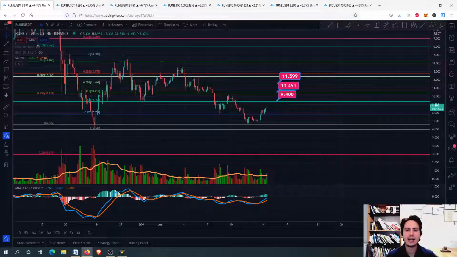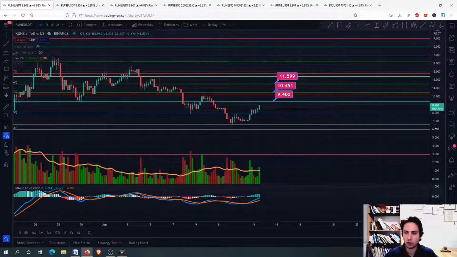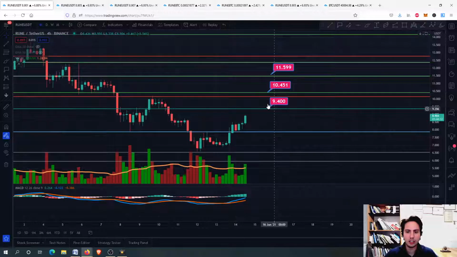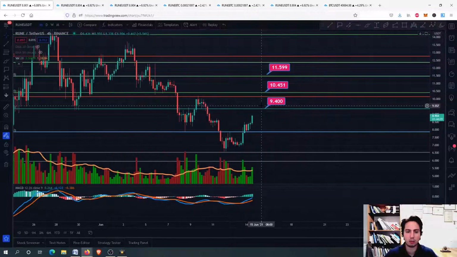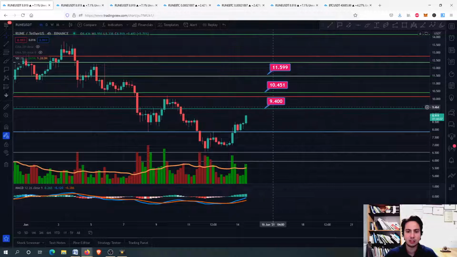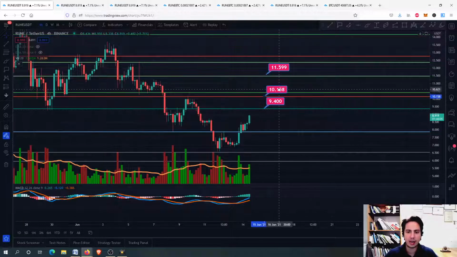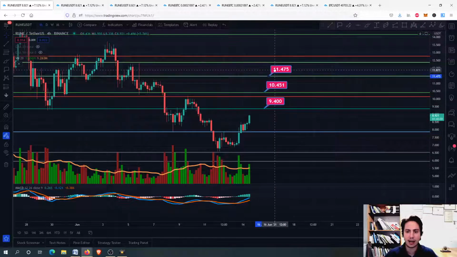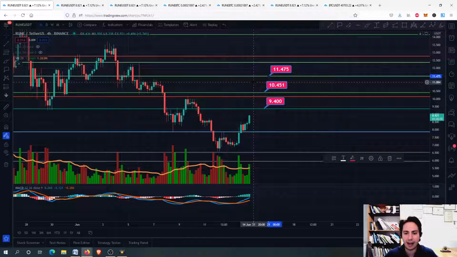I have a technical analysis and the price prediction for Rune. So let's see where we are going. I have in front of me Fibonacci retracement levels and we are going to see the major resistance points right here. First off, we go to the 9.4. I think we are going to approach this resistance level, guys, the 0.618, and then we have around 10 to 10.5 USDT and another one at 11.5, right?